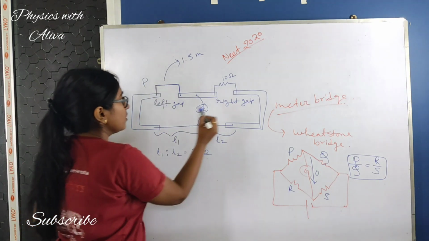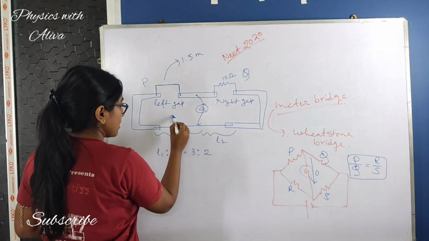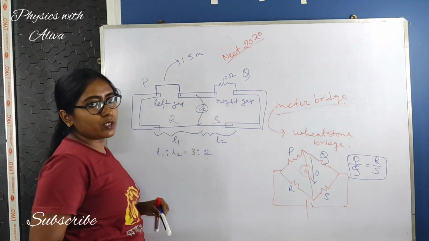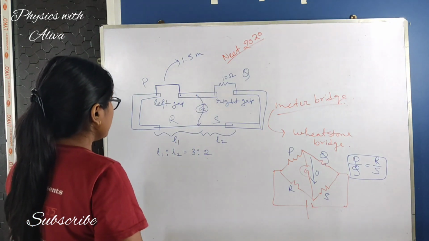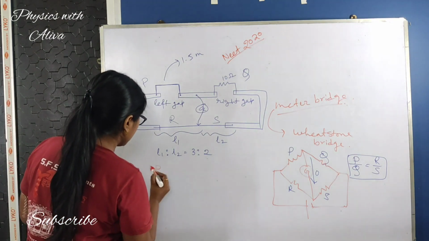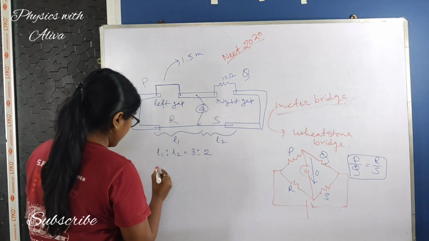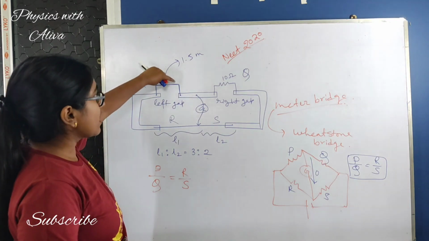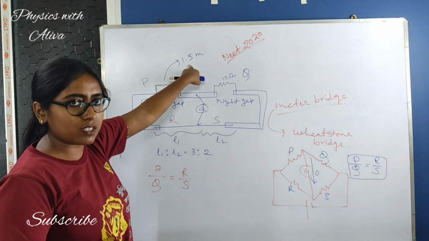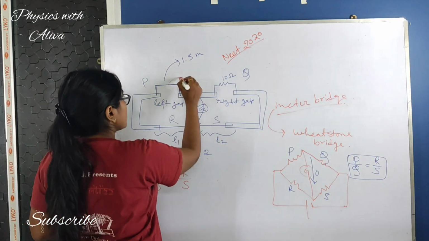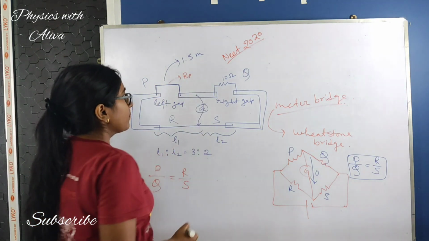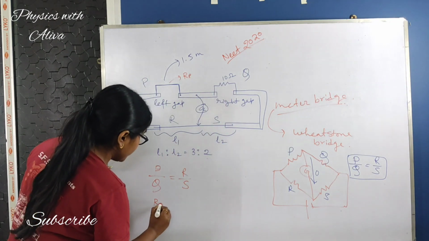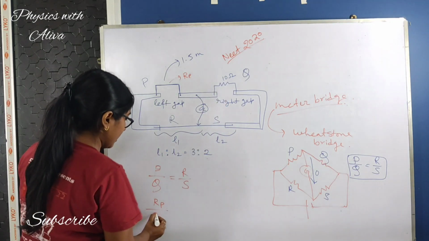This is the resistance P, this is the resistance Q, this is the resistance R, and this is the resistance S. Okay, in balanced condition, when the current through the galvanometer is 0, we can see that P by Q is equal to R by S. Here P means this resistance wire of length 1.5 meter. We are denoting this resistance wire as RP, and this is the resistance Q. So in place of P we can write RP, and in place of Q we can write 10 ohm.